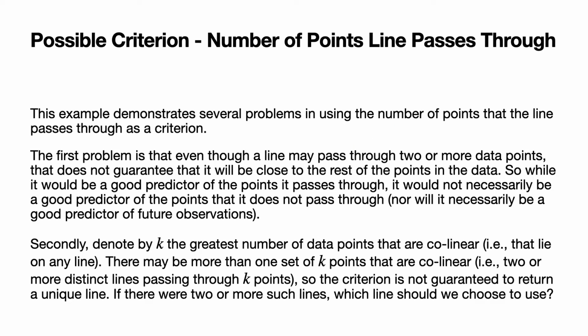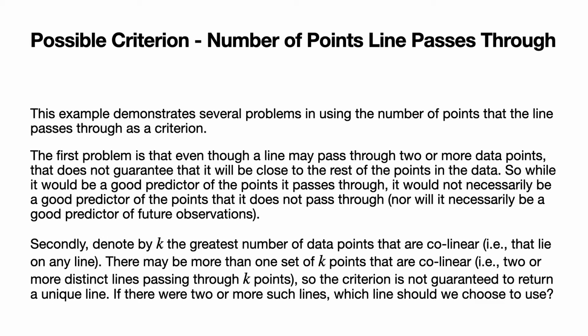Now, this example demonstrates several problems in using the number of points that the line passes through as a criterion. The first problem is that even though a line may pass through 2 or more data points, that in and of itself does not guarantee that it will be close to the rest of the points in the data. So while it would be a good predictor of the points it passes through, it would not necessarily be a good predictor of the points that it does not pass through, nor would it necessarily be a good predictor of future observations.